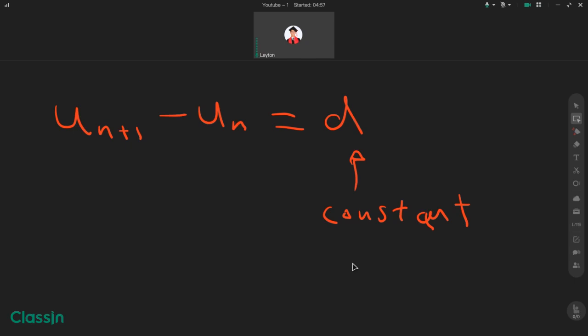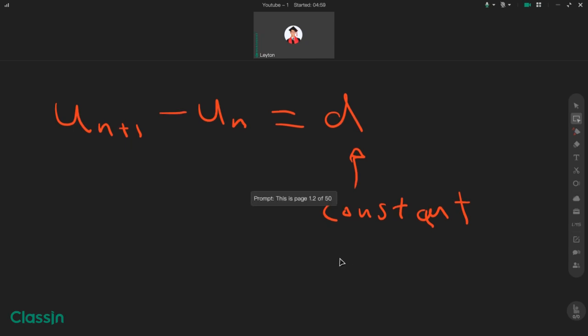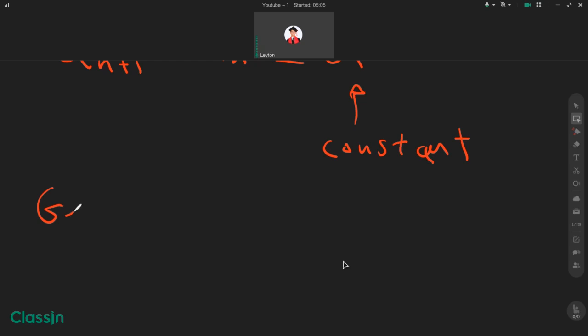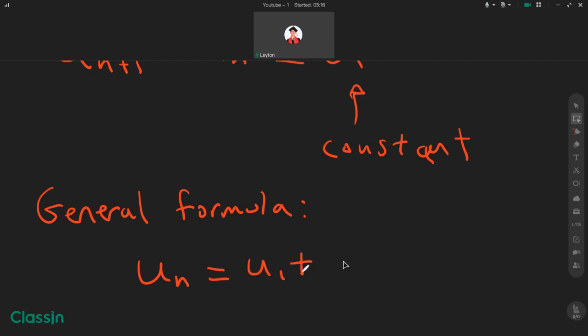And then how can we find the general term for an arithmetic sequence? Well, first we have to know what the general term looks like. So the general formula looks like this: U of n is equal to U of 1 plus n minus 1 times d.